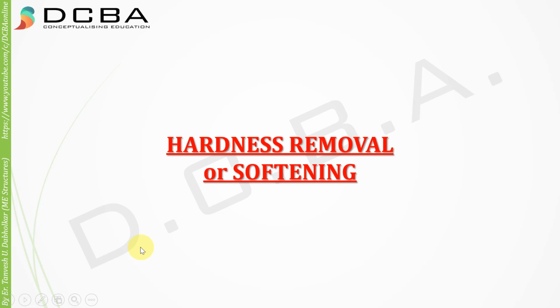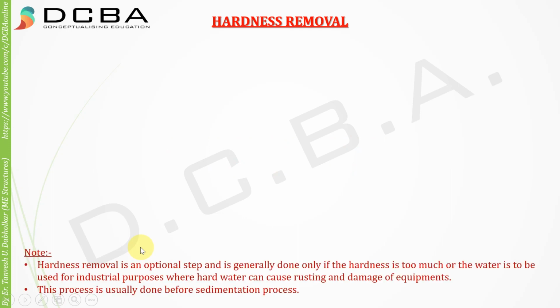So the next topic that we are going to deal with in water supply engineering is hardness removal, or softening. Now, it's an optional process and need not be done always. Hardness removal is an optional step and is generally done only if the hardness is too much or the water is to be used for industrial purposes.